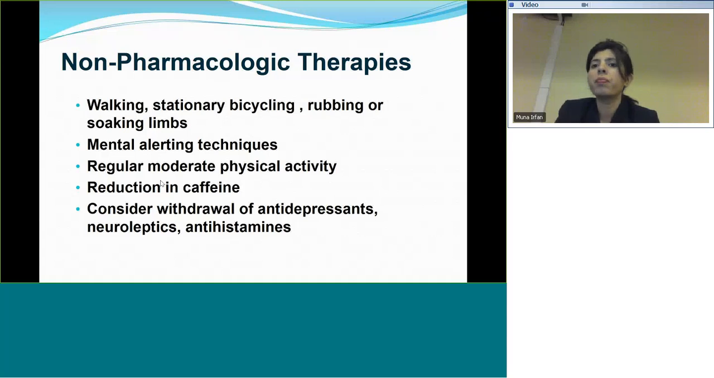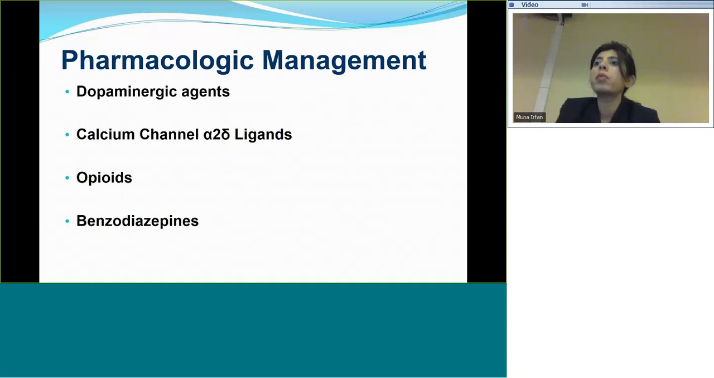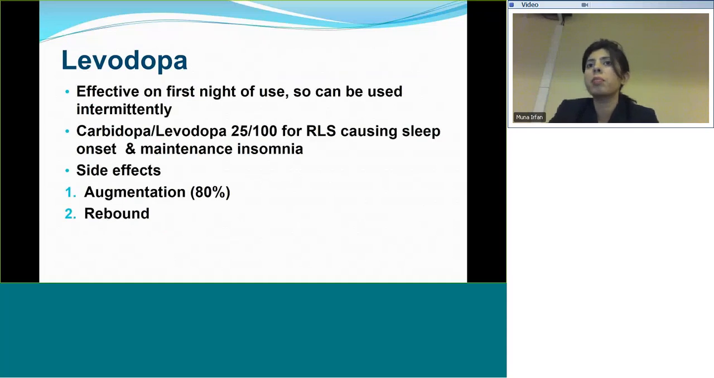Maybe switching it to bupropion, neuroleptics, or antihistamines. Pharmacological management, let's talk about some of these classes we talked about. In terms of dopaminergic agent, the classic one is levodopa. It is used for Parkinsonism, as we know, but it can also help with restless leg and can improve things. The efficacy is noted right away when somebody takes it.